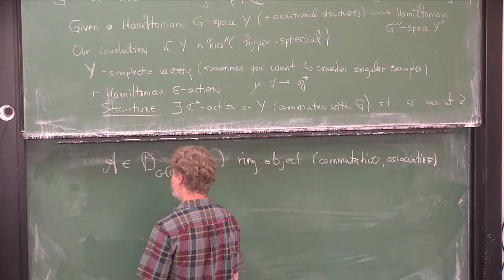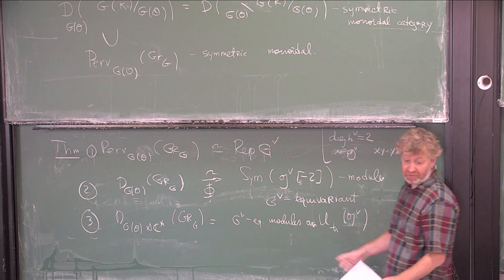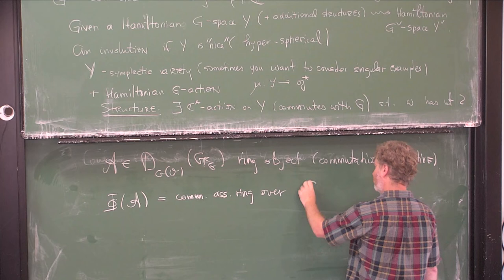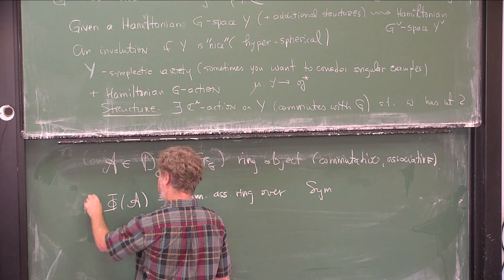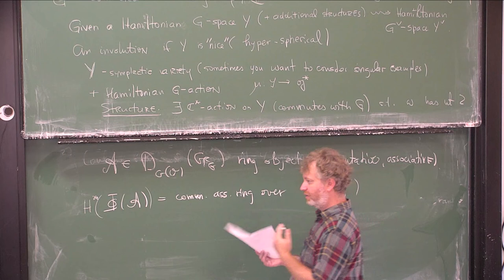Then let's consider Phi of A. One thing I should have said is what the monoidal structure is here. The monoidal structure on this side is just the usual tensor product over this symmetric algebra. Nothing fancy. So Phi of A is going to be a commutative associative ring over the symmetric algebra. Again, right now, let's ignore the homological grading completely, or if you want, let's consider the cohomology of this. The grading will actually be responsible for the fact that eventually I will have a C-star action on something.